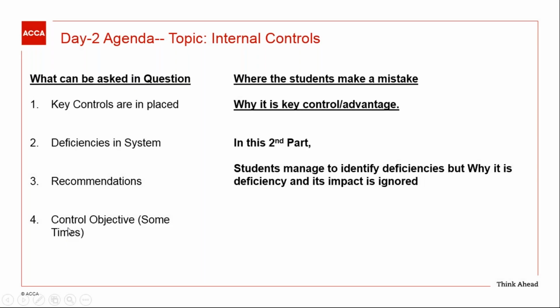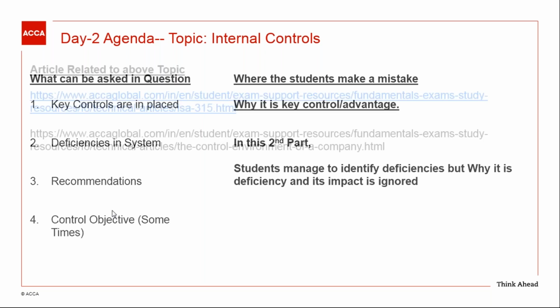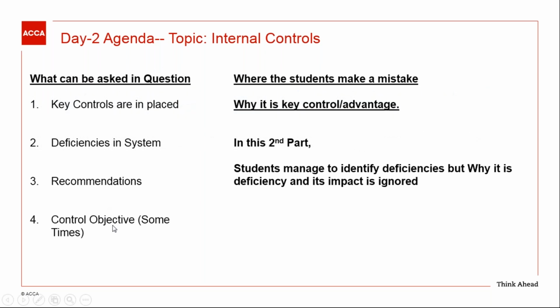Sometimes the examiner asks about the control objective, but that has been done maybe only once or twice, though it can be tested in the exam. The questions majorly tested by the examiner are key controls in place, deficiencies in systems, and recommendations. The examiner asks you to give an answer on these three topics.